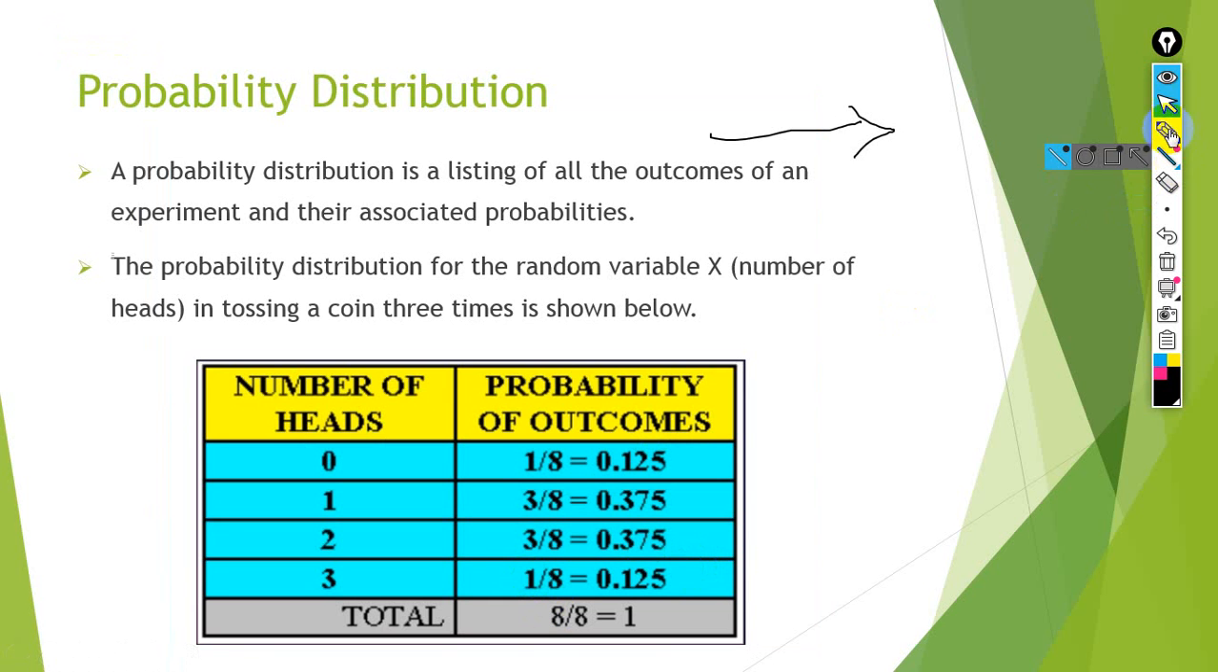So now what will be the probability of all these? So probability will be equal to 1 over 8, 3 over 8, 3 over 8 and 1 over 8.